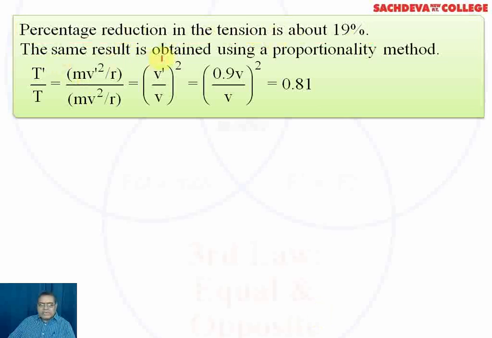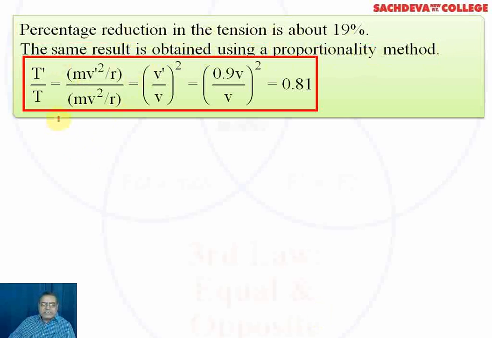The same result is obtained by using the proportionality method, that is T dash is replaced by mv dash square over r, T is replaced by mv square over r. So m will cancel off, r will also cancel off, we get v dash square over v square, and then we compute the values of v dash and v. This is found to be 0.81.